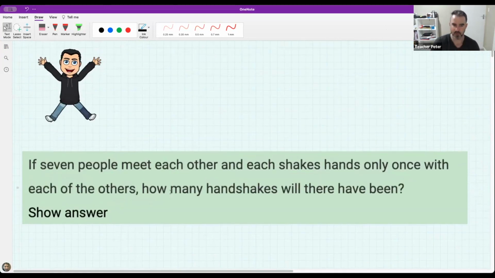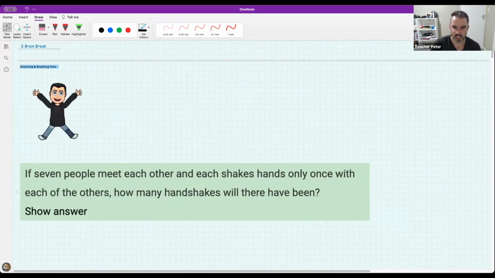If 7 people meet each other and each shakes hands only once with each of the others, how many handshakes have there been? Just to help you, I'm going to draw out your 7 friends or people who are involved. So there are 7 people and they only shake hands with each other once, like when you introduce yourself to someone, you're not going to do it again. How many total handshakes would there need to have been for this to happen?